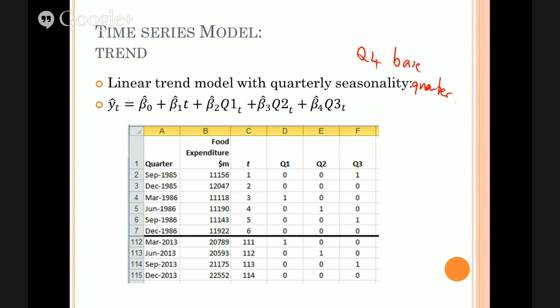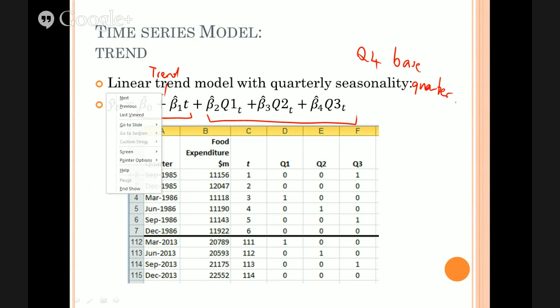So the time series model here essentially has a trend component to it and a seasonal component. There's the trend and there's the seasonal. Okay, so it's a fairly straightforward model.